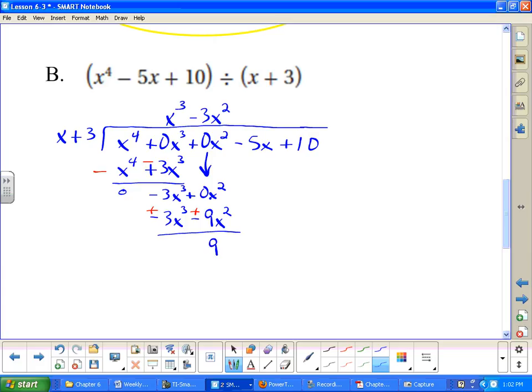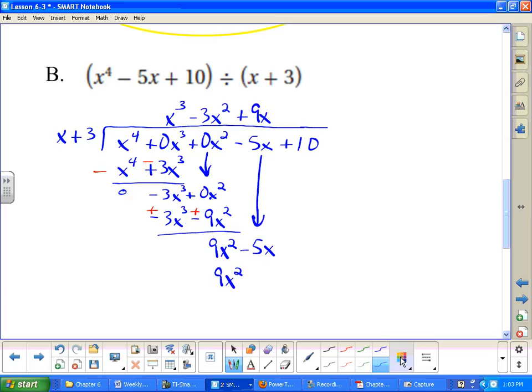So we get a positive 9x squared, and bring down the negative 5x. So I'm focused on the 9x squared now. How many times does x go into 9x squared? Or divide them. And you get 9x. I'm going to add 9x here. And so when you do that multiplication, 9x times x is 9x squared.